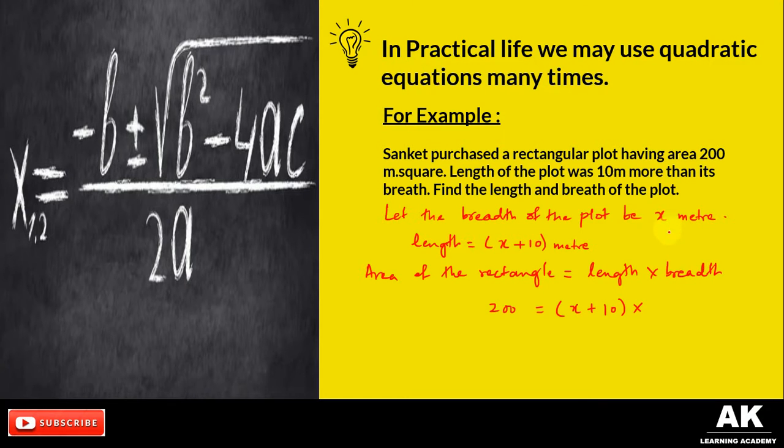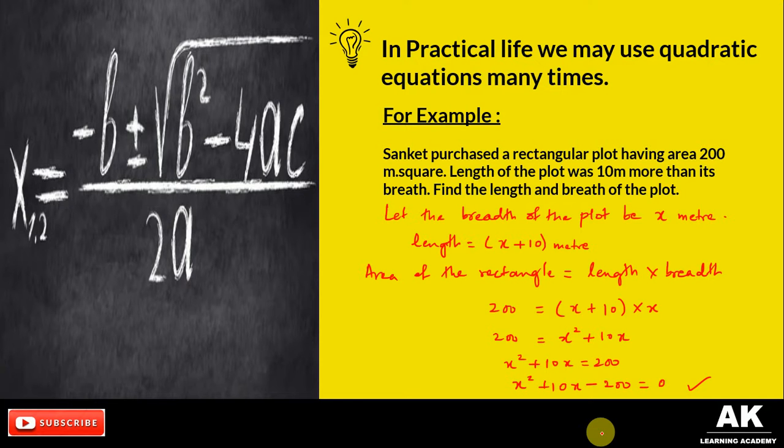We consider breadth as x meter. So when we multiply x inside the bracket, x into x becomes x square plus x into 10, 10x, right? So I can rewrite this equation as x square plus 10x is equal to 200. So x square plus 10x, and 200 becomes minus 200 on the left hand side, right, is equal to 0. We have to equate this equation with 0, right? So now we will get the quadratic equation. It's the practical use of the quadratic equation in our lives.